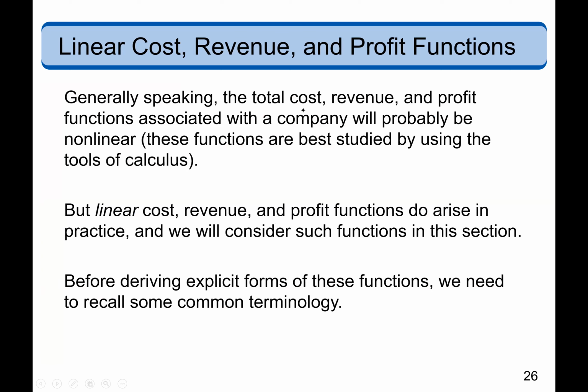So generally speaking, the total cost, revenue, and profit functions associated with a company would probably be nonlinear. This is very possible, it could be a nonlinear relationship. Then we have to model the situation using different mathematical models. But linear cost, revenue, and profit functions do happen in real life. For this course, for this particular topic, we consider a linear relationship existing in cost, revenue, and profit functions. So going forward, we're only talking about linear relationships.